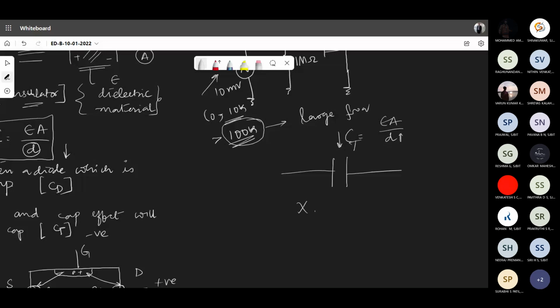Now let us try to write the reactance offered by this capacitor. 1 divided by 2 pi FC. Remember, the CT or CE is a smaller value. What is XC then? For a given frequency, let us not worry too much about the frequency now. For a given CT value, if F is set, what will be the XC value? Is it a larger value or smaller value?